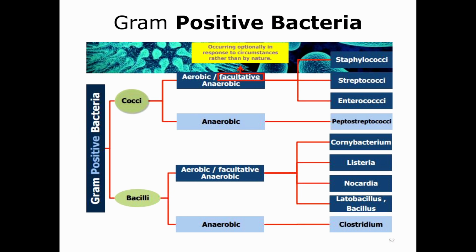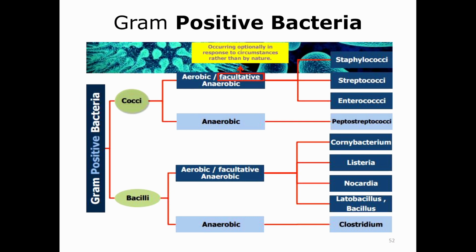Now, if we say aerobic, it means they may thrive only under an oxygenic environment which has oxygen, and facultative anaerobic means they may thrive in either condition, whether there is oxygen or not. Examples of aerobic or facultative gram-positive cocci include Staphylococci, Streptococci, and Enterococci. Examples of gram-positive cocci which are anaerobic include the Streptococci. And when we say gram-positive cocci anaerobic, it means they thrive only under conditions where there is no oxygen.